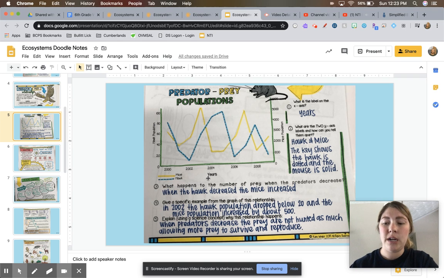So when the predator population decreases, then that gives a chance for the prey population to increase. A specific example, in 2002, the hawk population dropped below 20, so that's right here. And the mice population increased by about 500. And then when predators decrease, the prey are not hunted as much, allowing more prey to survive and reproduce.